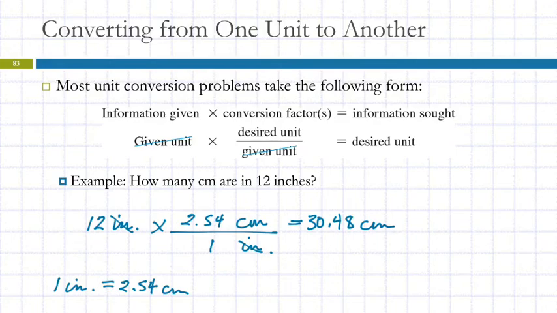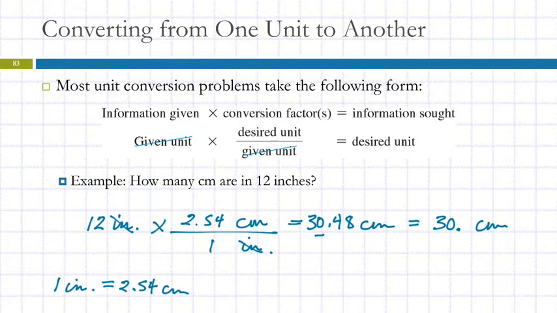That's exact. It's defined. So if it's exact, I can just forget about it. That's not going to limit my answer. So this has 2. My answer should have 2 significant figures. And so that's going to be 30. Now I do need a decimal point there.